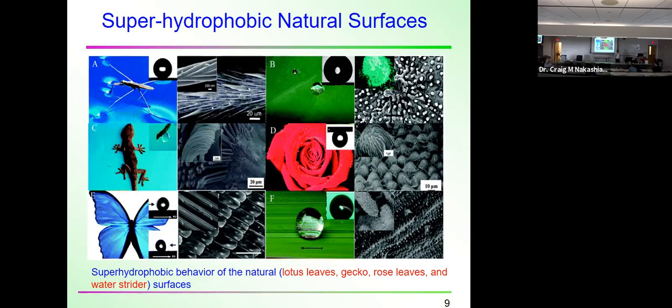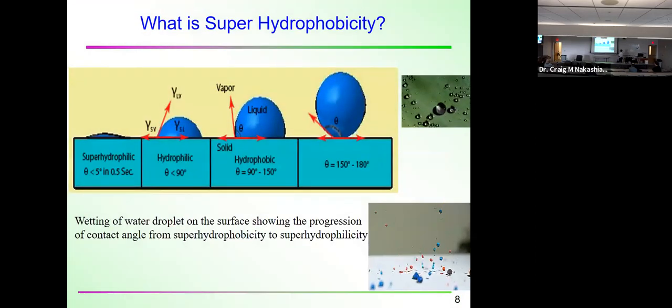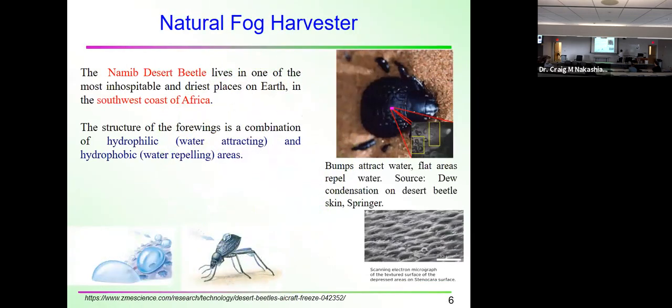If you want to fabricate a material for fog harvesting application, you should have both characteristics, like this one. You should have some bumpy surface that will attract water and some hard surface that will drain the water. You should have a combination of hydrophobicity and hydrophilicity in your surface. Then you can collect atmospheric water or fog or moisture efficiently. You can combine those characteristics in one surface.